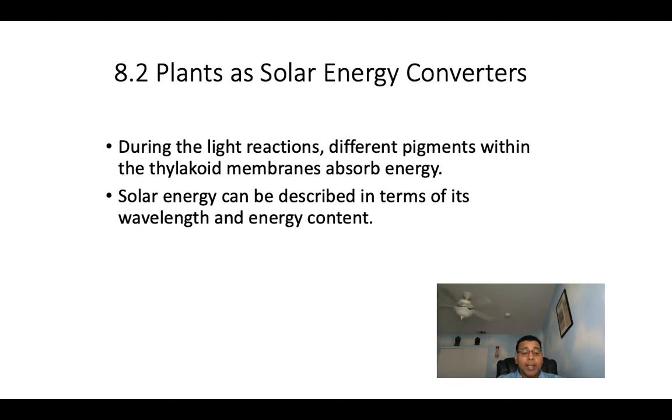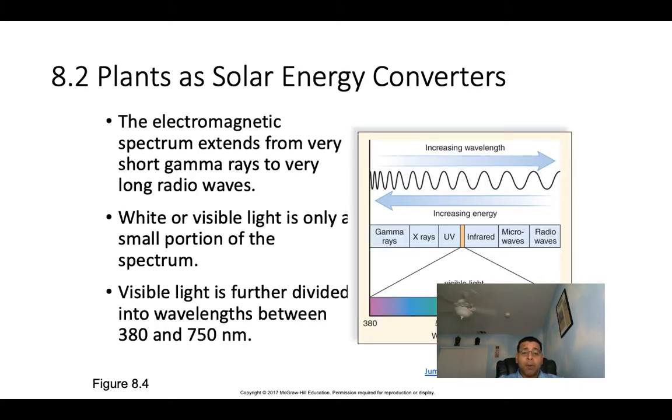Solar energy, or radiant energy from the sun, can be described in terms of its wavelength and its energy content. Figure 8.4 lists the different types of radiant energy, from the shortest wavelengths, which are gamma rays, to our longest wavelengths, which are radio waves. In between the two, you can see we have X-rays, UV, visible light, infrared, and microwaves.